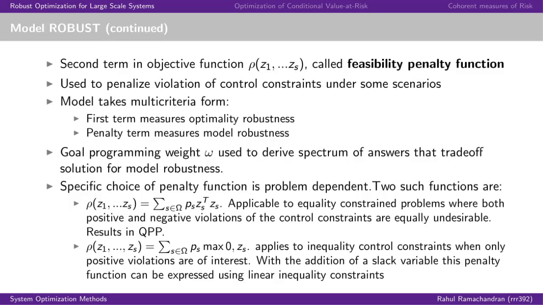Thus, the entire objective function is of two parts. The first term measures the robustness of optimality, and the second term measures model robustness. The term omega in the first term is called the goal programming weight. It is used to obtain a range of functions that prefer model robustness to exact solution. The penalty function selection is more often than not problem dependent. Two of these functions are shown in the slide.